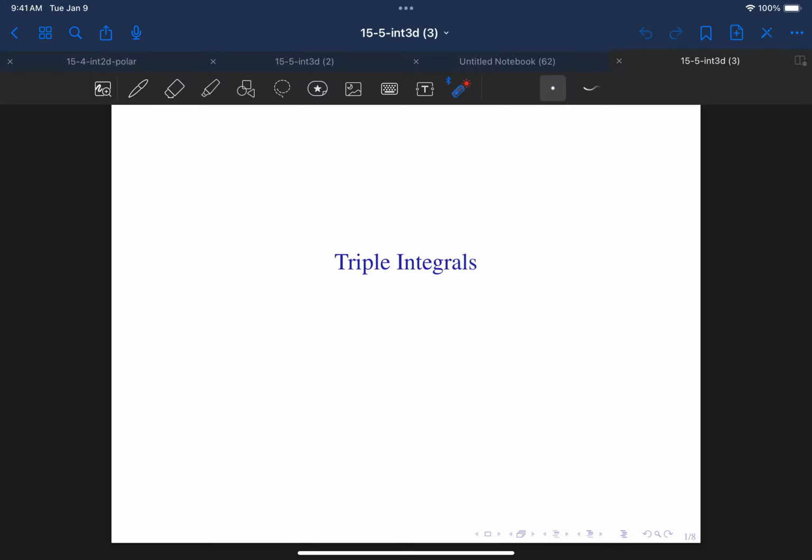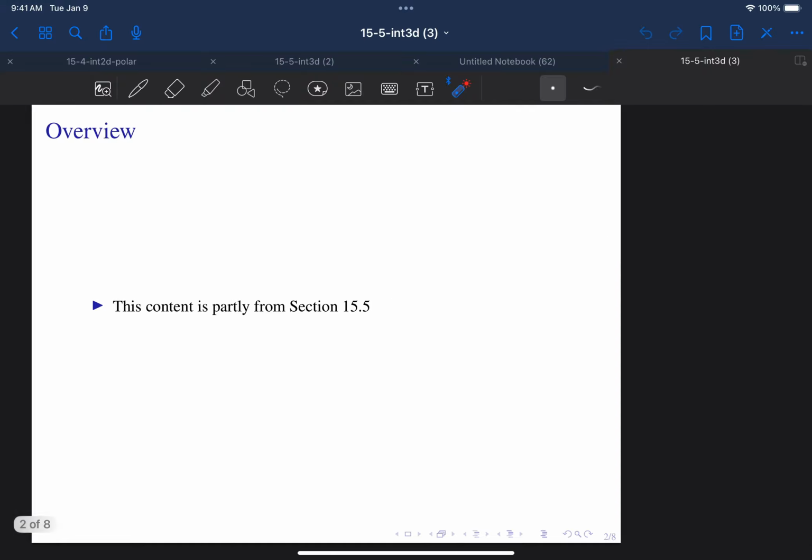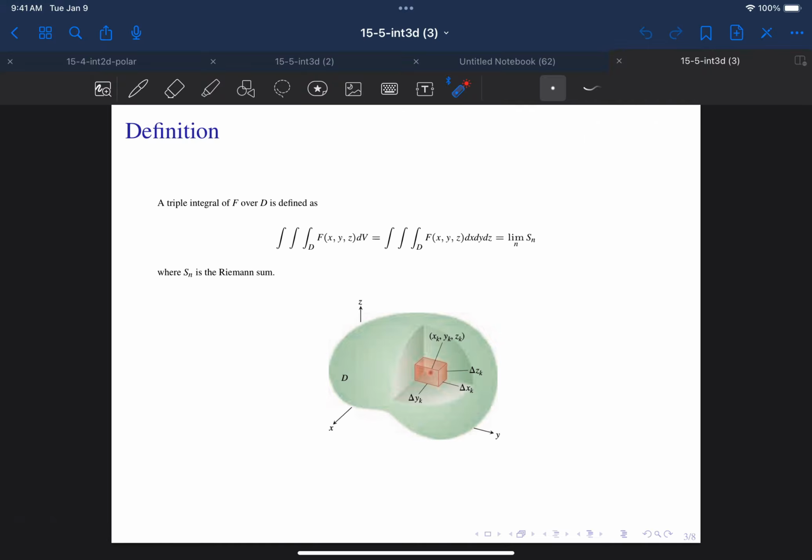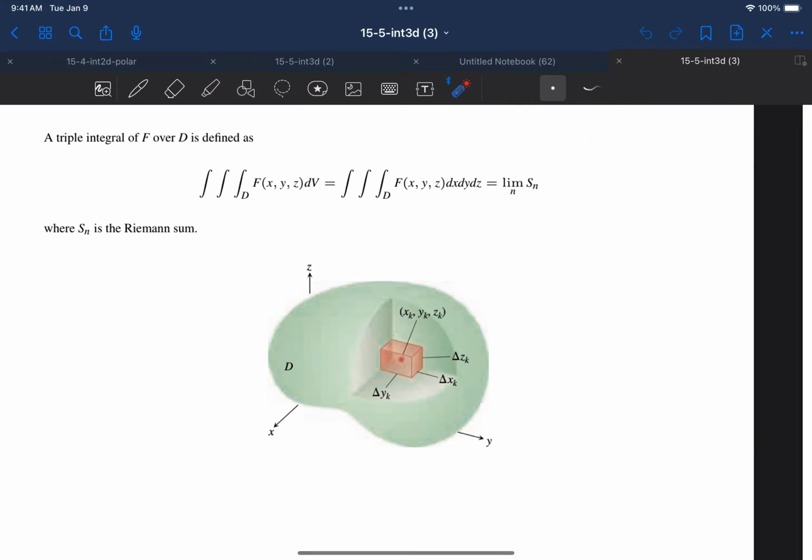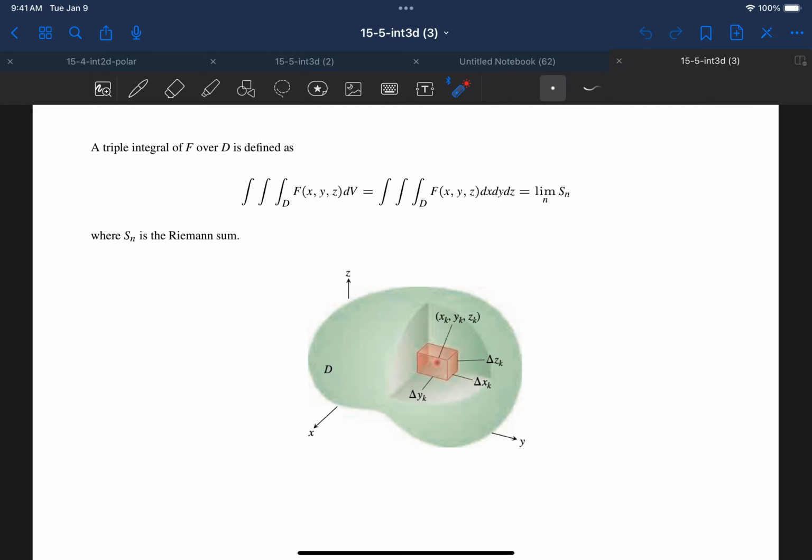Hello everyone. We're going to talk about triple integrals, which is from section 15.5. The definition is similar to those in the double integrals, except the object we are talking about is going to be in three-dimensional space, which is like this solid.